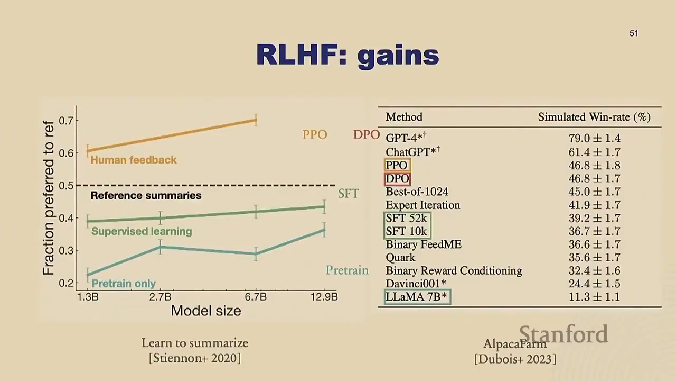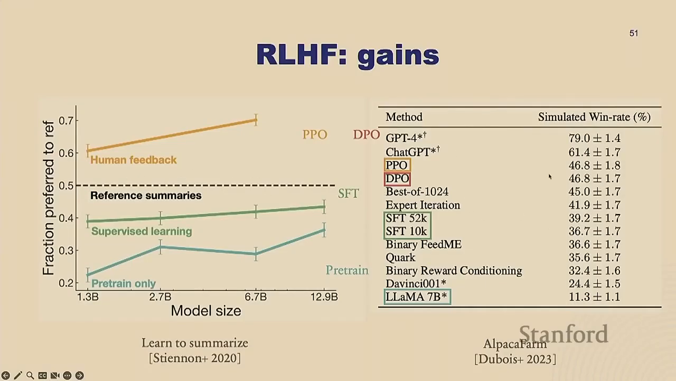Gains. Those are older papers on the left. Here, this is on a summarization task. All I want to show you is that the pre-trained models were okay, and they improve with scale. If you do supervised fine-tuning, you improve them a little bit more. If you do PPO or something with RLHF, with human feedback, you get performance that is oftentimes, depending on the benchmark, even better than humans. This is the human reference summaries.